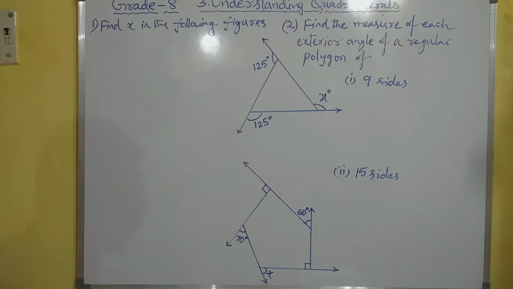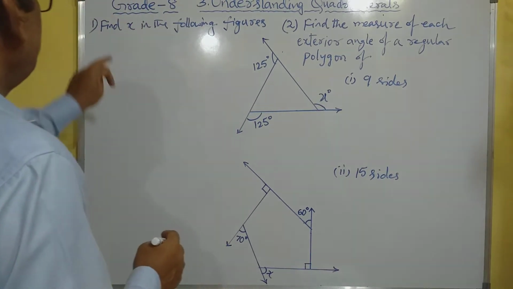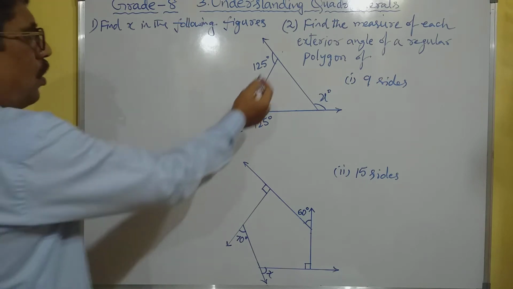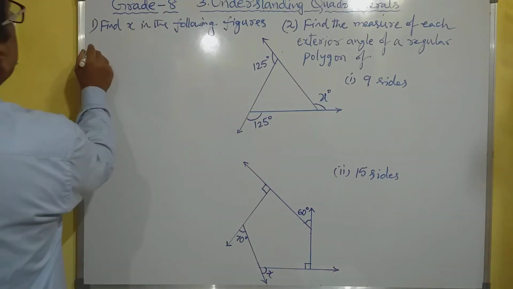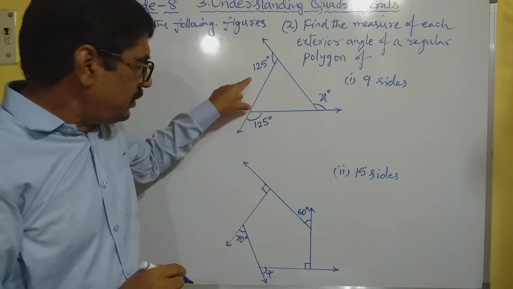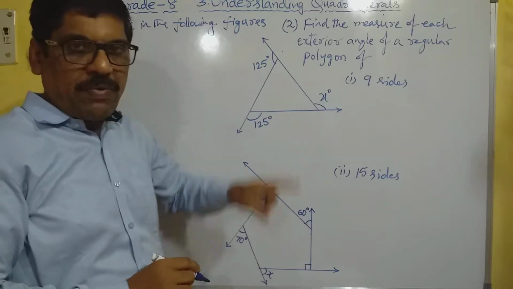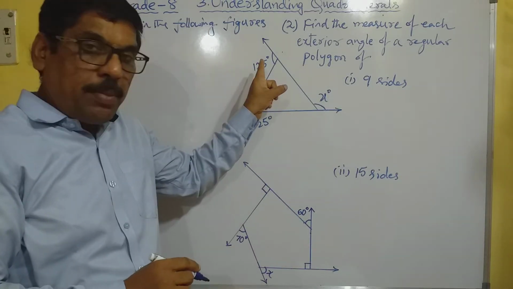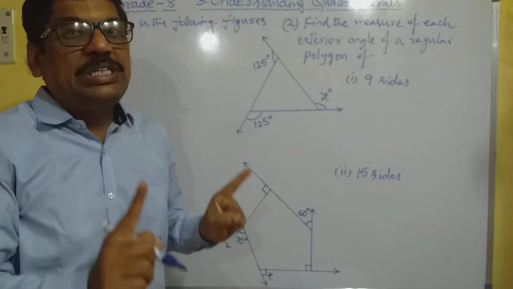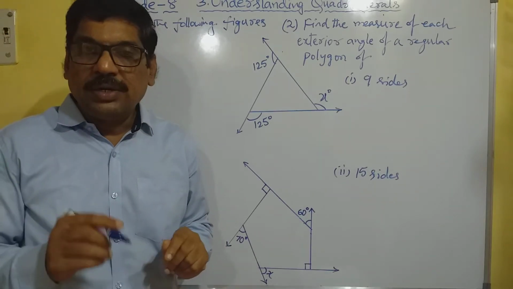Now the first problem from exercise 3.2. Find x in the following figures. Look at the first problem, that is A. In the given figure, we have 125 degrees, 125 degrees and x. What type of angles are they? They are formed outside the triangle, so they are called exterior angles. So these three are the exterior angles of the triangle.